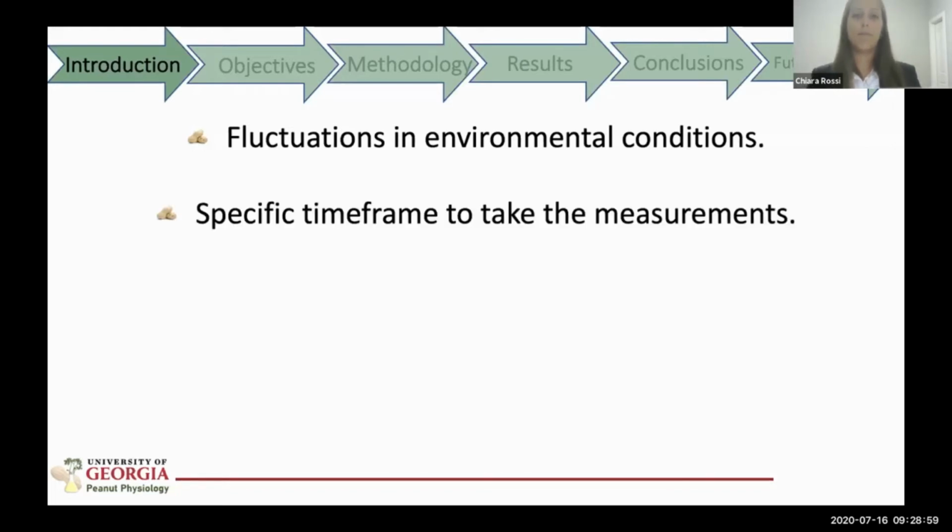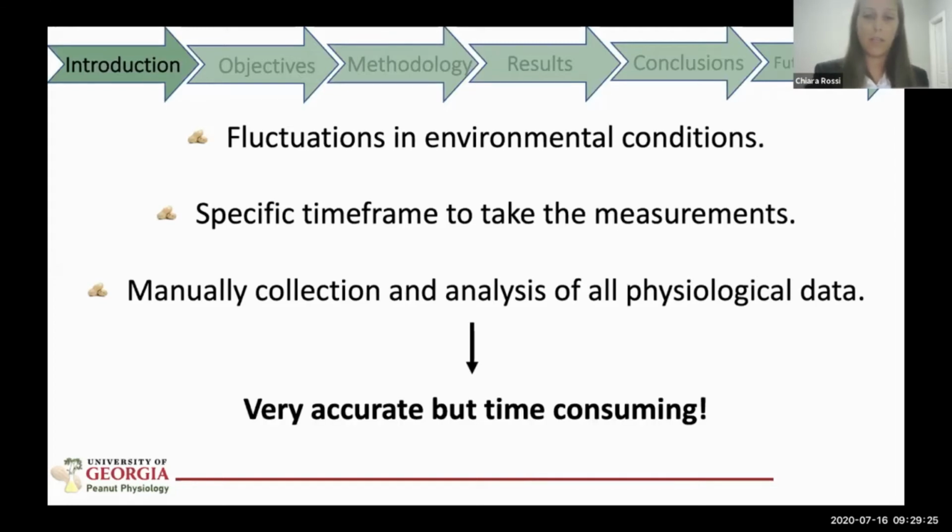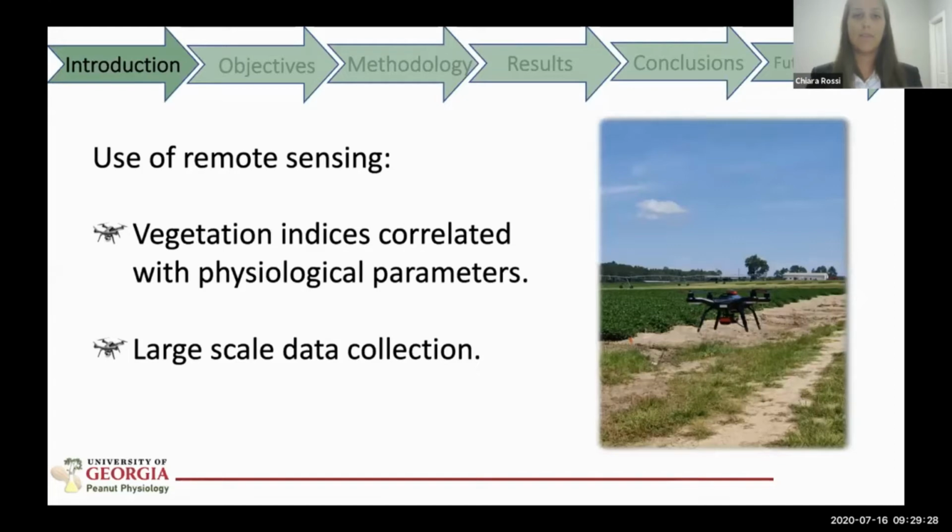Another factor is that most of the physiological parameters have to be measured in a specific time frame. For example, to measure photosynthesis with a gas analyzer, which is an equipment, it's better to take the measurement around solar noon. Another factor is that most of the physiological parameters have to be collected and analyzed manually, which is very accurate, but also time consuming. And that's why recent studies have demonstrated that remote sensing can be used to correlate vegetation indices with physiological parameters, and that this method is really helpful, especially in a large scale field.